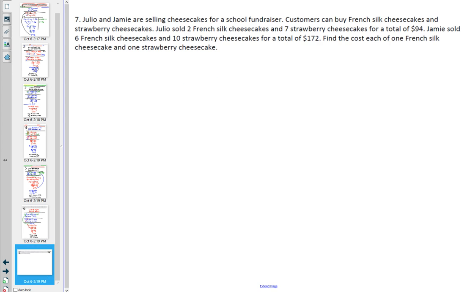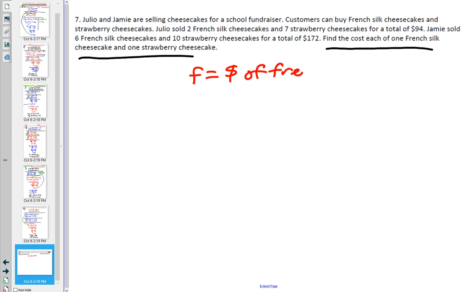All right, last one. Cheesecake. Julio and Jaime. Let's skip to what they're asking us. What is the cost? So F is going to be cost of French silk cheesecake, and then let's do S is going to be the cost of strawberry cheesecake.